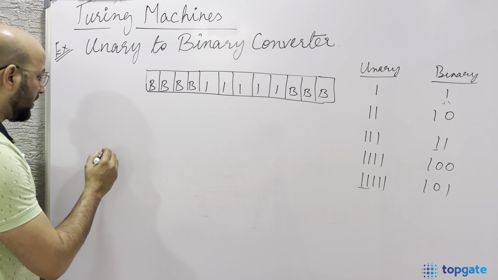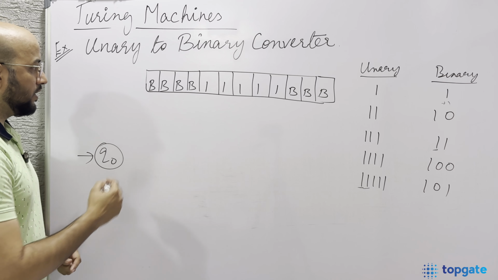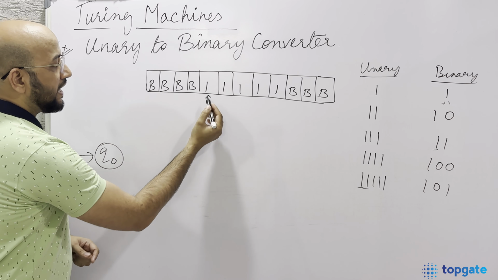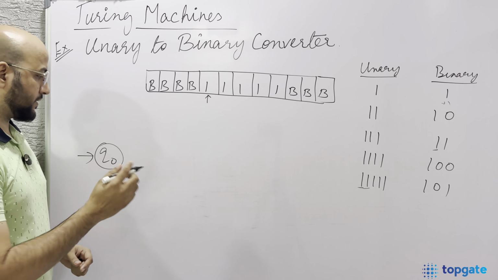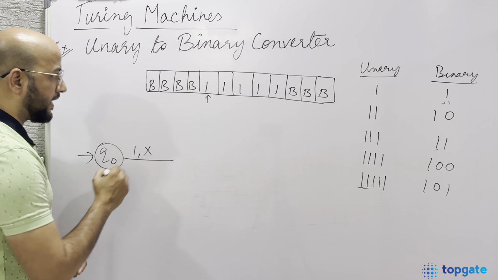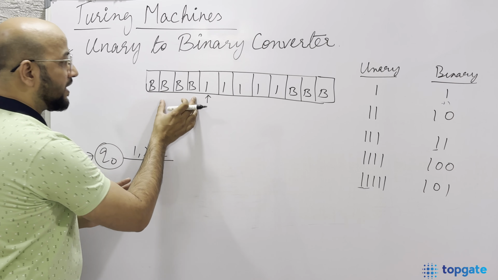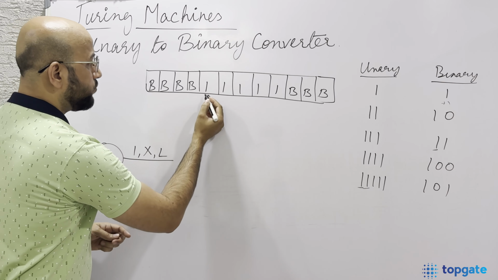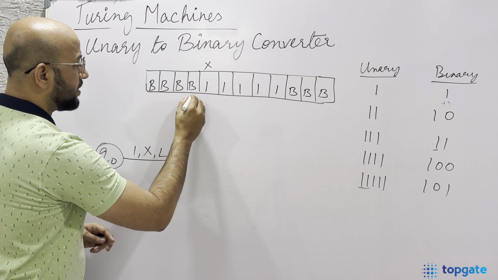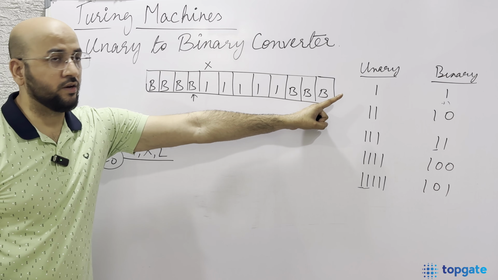Okay, so let's do it this way. Let's take the initial state as Q0, and at Q0 my pointer is currently on the first one. So I have to read this one and change it to X. So here I'll take a move. That means if you find a 1, you change it to X and go on to the left hand side, not the right hand side, because on the left hand side I'm writing my output. Clear? So this one will be changed to X and the pointer will point on this blank now.